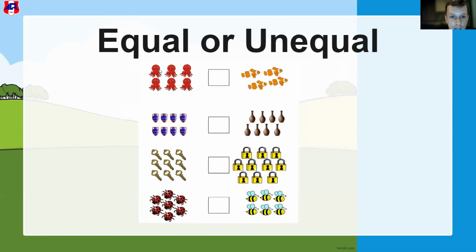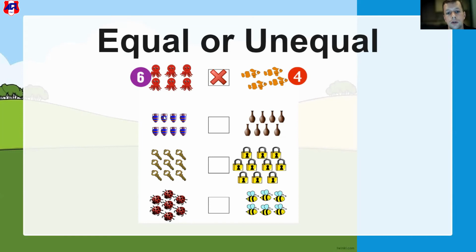Okay, whoa, here we see little octopuses, right? How many octopuses can you count? Let's see. 1, 2, 3, 4, 5, 6. 6 octopuses. And 4 clownfish. So 6 and 4 are not the same number, right? So unequal.